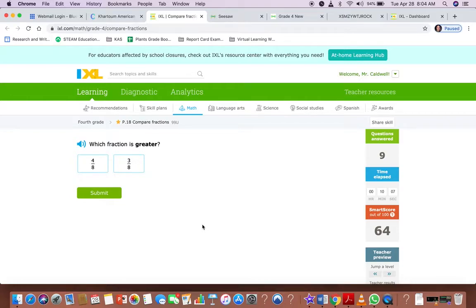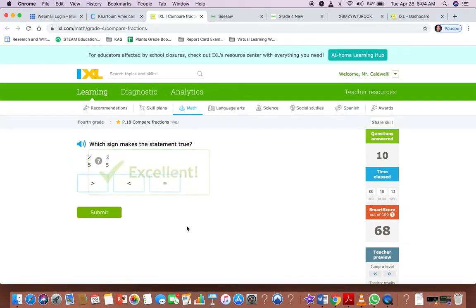Which fraction is greater? All right, another easy one. 4 over 8 is greater. All right, which sign makes the statement true? Okay, so now it's just greater than, less than, equal to. All right, so you have 2/5 is less than 3/5 because 3/5 is greater.